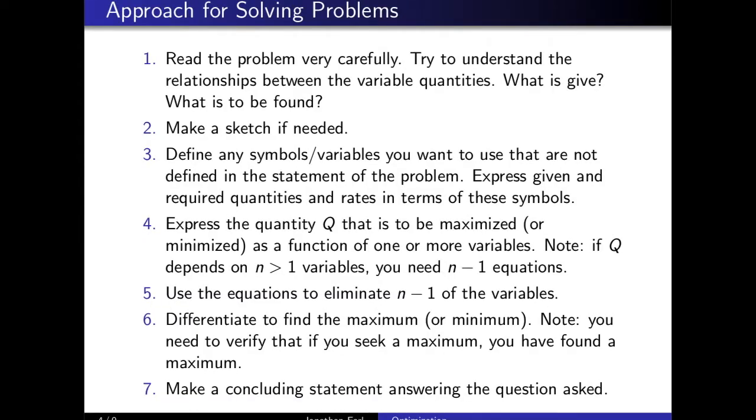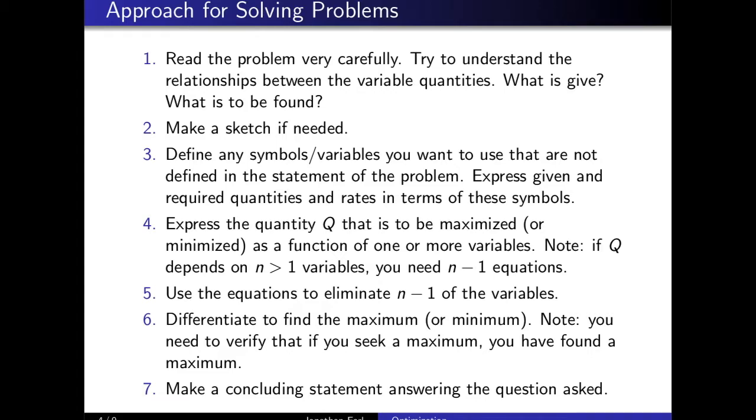Okay, so here's the approach that we want to take, and it's very similar to the approach that we had when doing related rates problems, but it is slightly different. So first we'll read the problem carefully to figure things out, just like we did with the related rates problems. Make a sketch if need be, and then define anything that we're going to use that wasn't given to us. Okay, and then here's where the differences start.